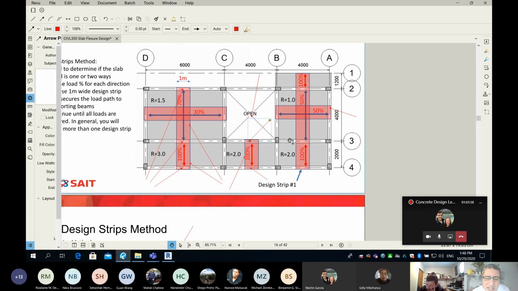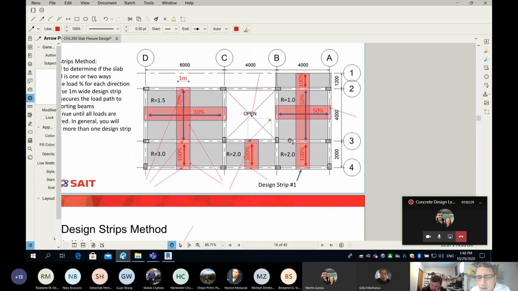Guys, here is the big picture. Number 1, you have to look at every individual slab panel and say whether my slab panel is 1 way or 2 ways. It depends on whether I have beams all around. Number 2, it depends on the shape of the slab. Now I know. So I put all these arrows in red and blue, and I say 50, 50, 100, 170, 30. Once you do that, the next step is we place design strips.